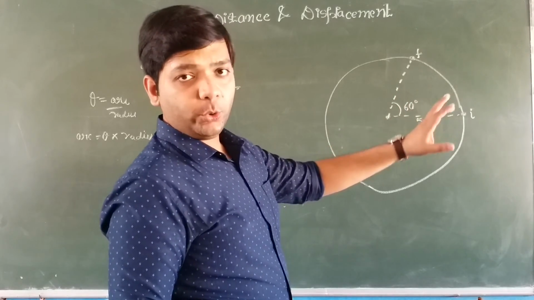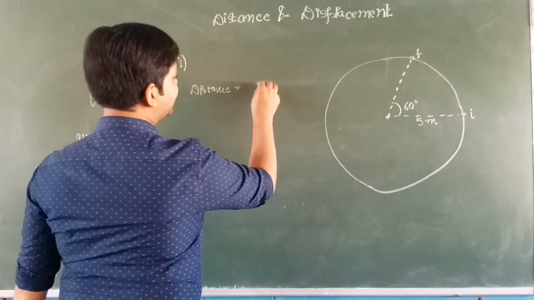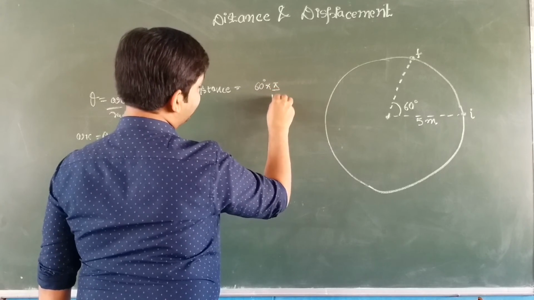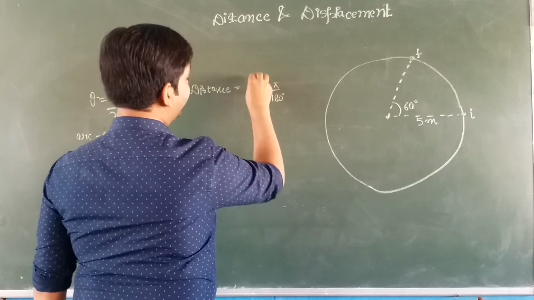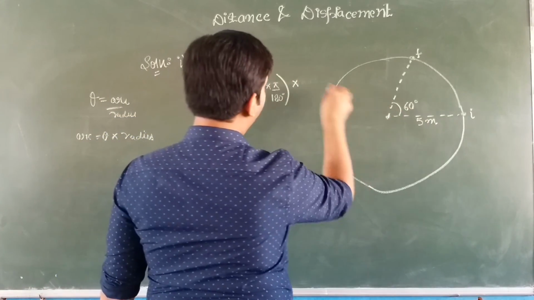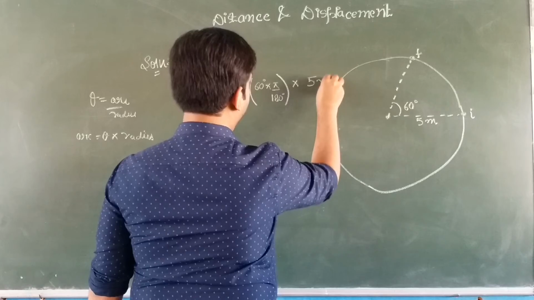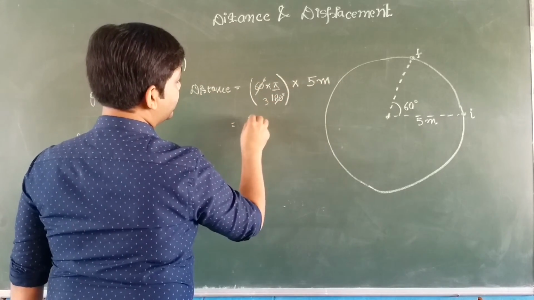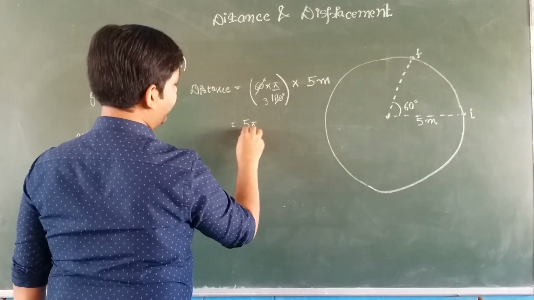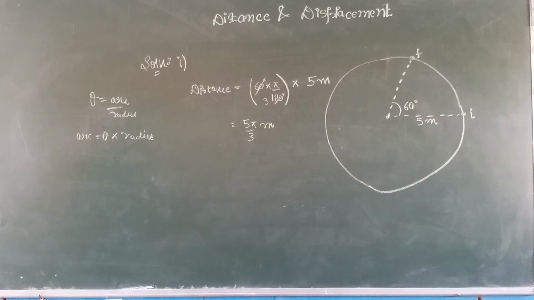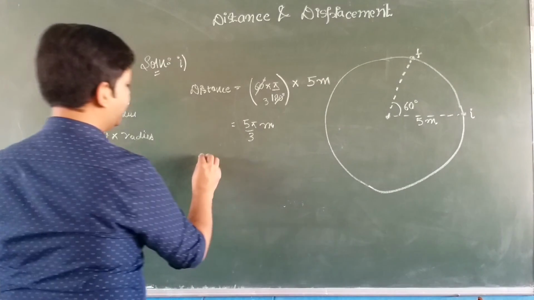from degree into radian. So 60 degree multiplied by pi upon 180 degree, we multiply to convert into radian. So this is theta multiplied by the radius, which is given as 5 meter. So distance will be equal to 6, 3 sixes are 18, so it will be 5 pi by 3 meter. This is the value of the distance covered by the particle, right?